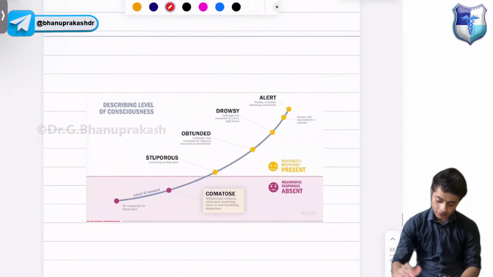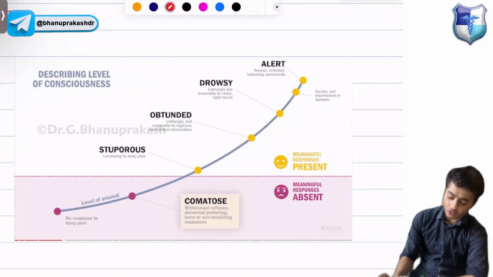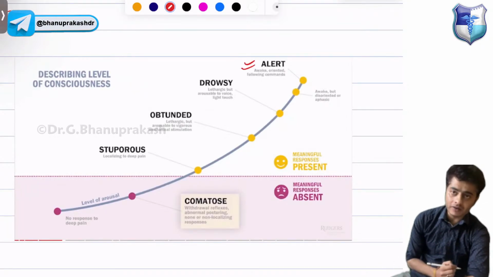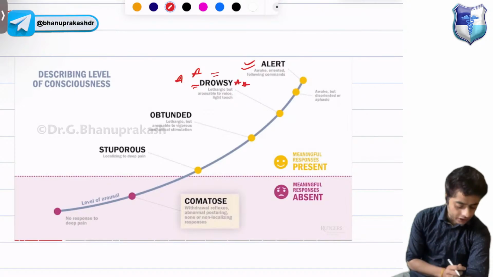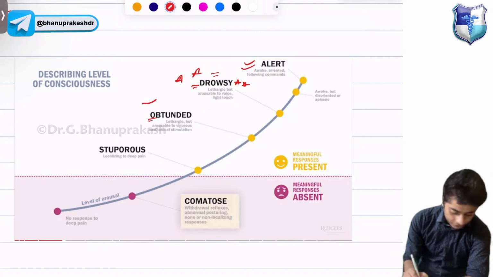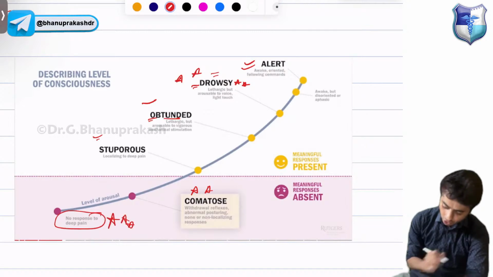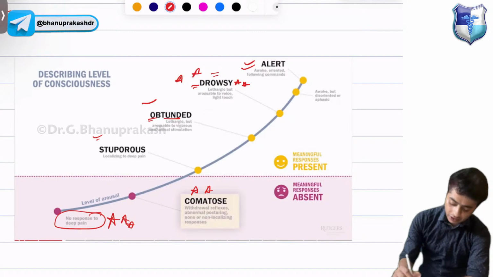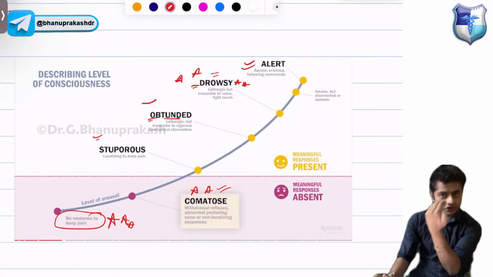Okay, now see, before I move on further in coma, we first see there are some stages of coma. Initially you are alert, but now you are drowsy. Last Saturday you went to a party and partied very hard, so you are drowsy. Then you are obtunded, then you go into stupor, and then finally you land into the comatose stage, in which there is no response to deep pain also. So from alert, drowsy, obtunded, stupor, and finally to coma, these are the stages when an alert person goes to coma.